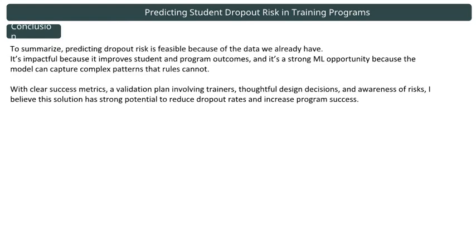To conclude, predicting student dropout risk is feasible because we already have the right data. It's impactful because it directly improves student and program outcomes. And it's a strong ML opportunity because the model can capture patterns that simple rules cannot. With clear success metrics, a robust validation plan, thoughtful system design, and awareness of risks, this solution has strong potential to reduce dropout rates and increase program success.